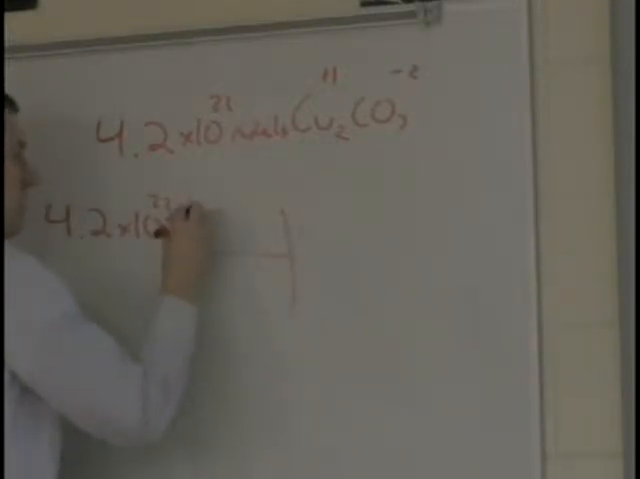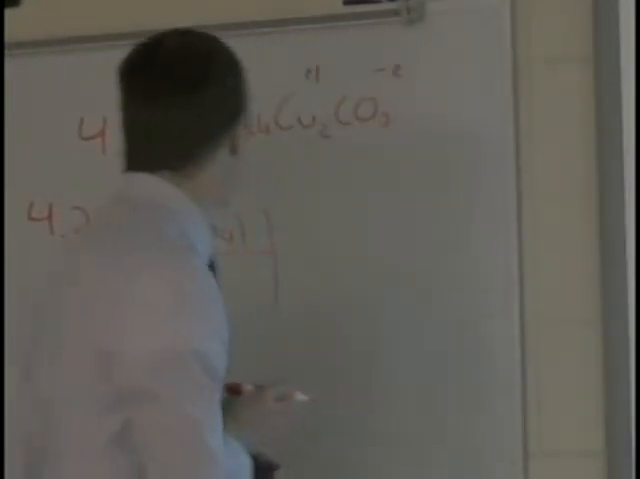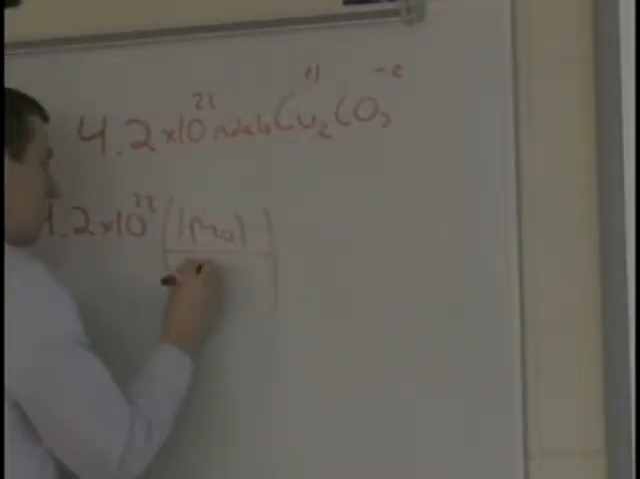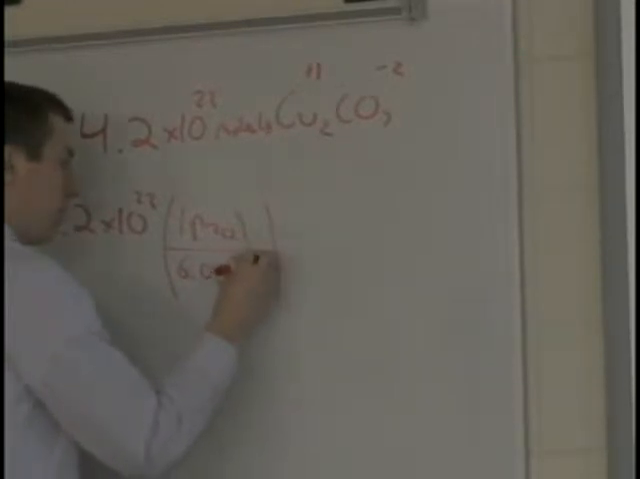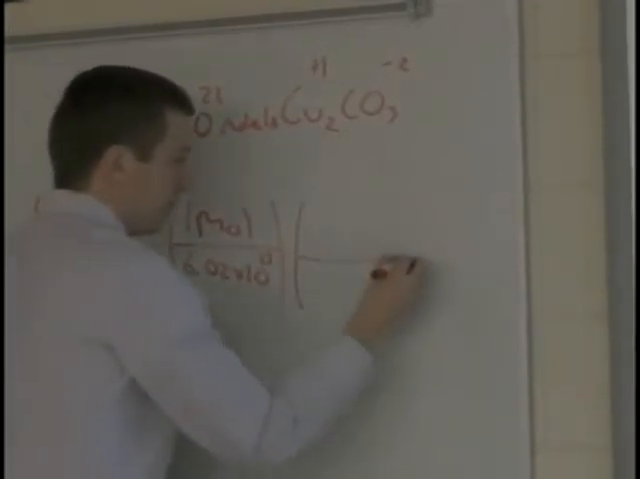My first conversion is to get to moles. Because remember, if I start with atoms, I want to get to moles. That'd be 1 mole over Avogadro's number, 6.02 times 10 to the 23rd. If you're comfortable putting equals and then solving and then doing the second step, you can.